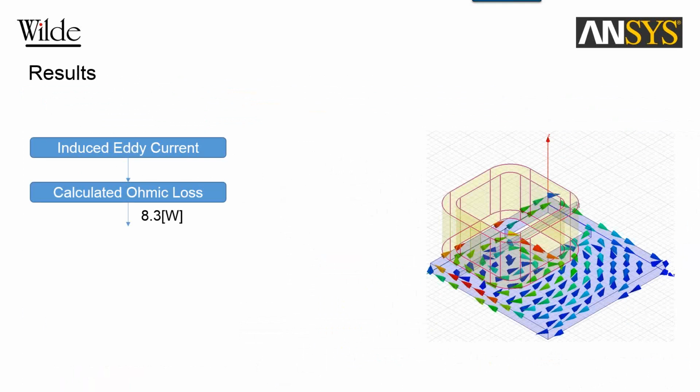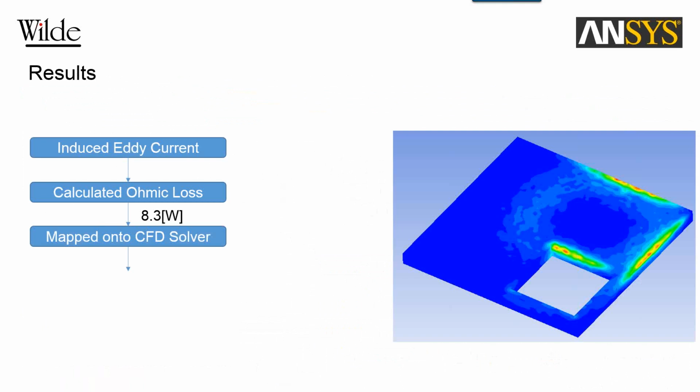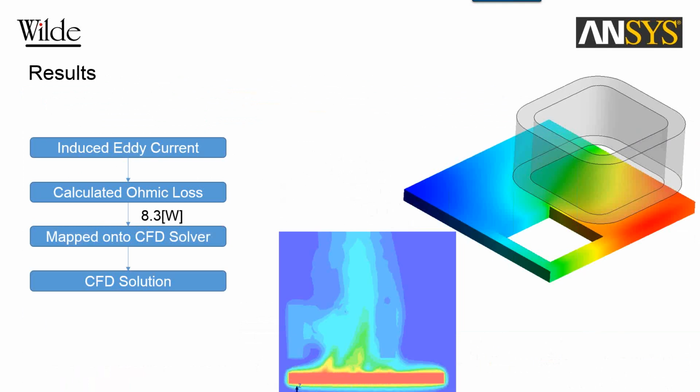The calculated ohmic loss is 8.3 watts initially. That loss is mapped onto the CFD solver. The CFD solver runs through its analysis, and you get a corresponding temperature field. You can see that there's a buoyancy associated with that heat, and the metal itself heats up. That new temperature field is taken back to ANSYS Maxwell, and Maxwell will solve again, but this time it's got an updated temperature field, so the bulk conductivity has also been updated. It runs through the analysis again, and you get an updated ohmic loss of 8.9 watts. This process of sending information to CFD and back from CFD into EM can be automated to the point where the solver stops when a steady state ohmic loss or a steady state temperature field has been reached.